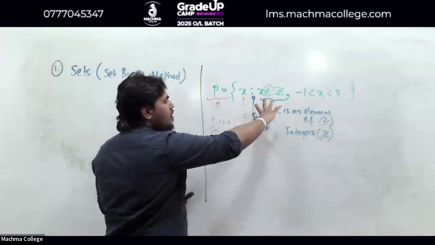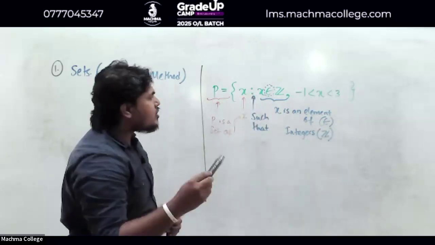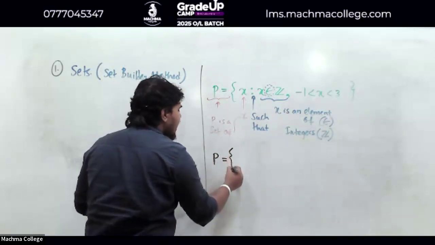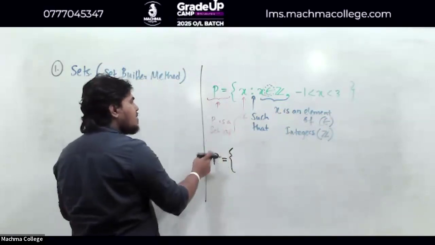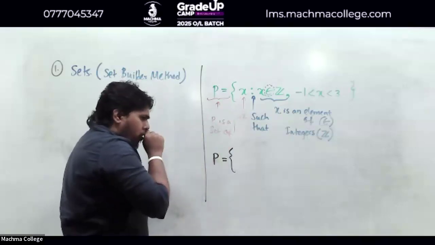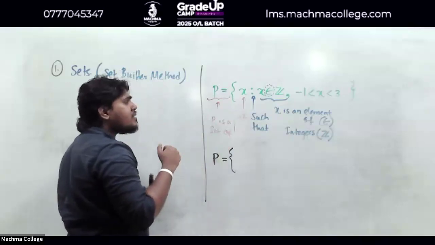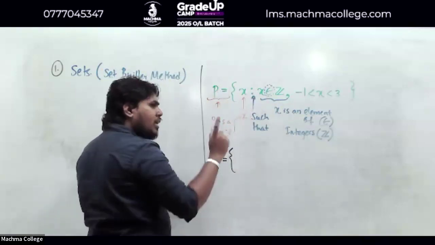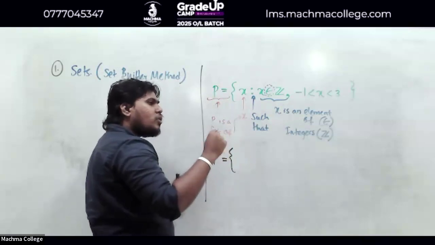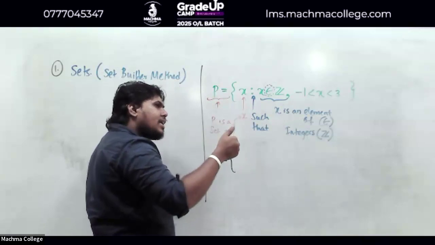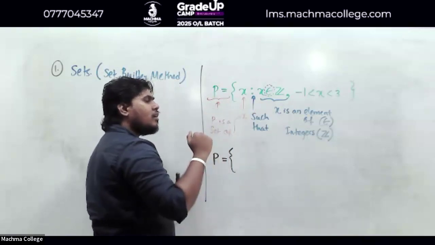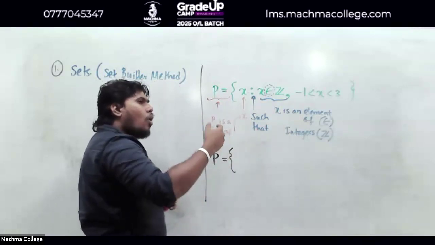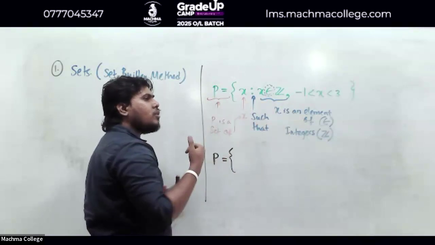Until this point, from our understanding, let's try to write the P set with its elements. I'm going to write P is a set of x such that x is an element of the set of integers, which means all the values that x can take are in the set of integers. Is in the set of integers means what? It can be negative whole numbers or positive whole numbers or zero.